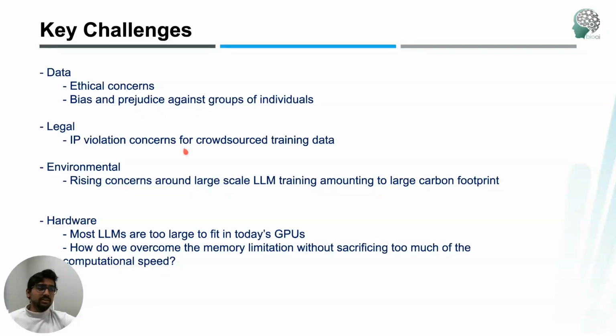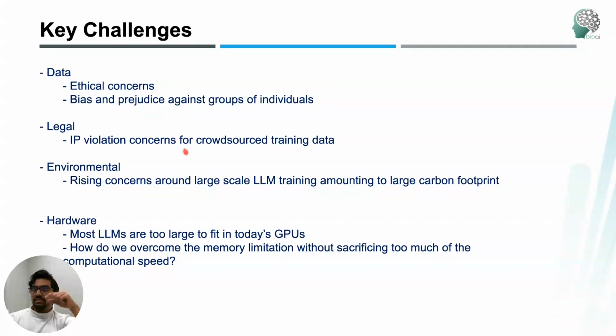Hardware, and this is the most important concern that we will try to address in this session. Most LLMs are too large to fit in today's GPUs. How do we overcome this memory limitation without sacrificing too much of the computational speed? What I mean by that is the GPUs today don't really have that memory capacity. They were not really made keeping models of such scale in mind. They are not tiny, but they are still not huge in terms of how much they can accommodate.